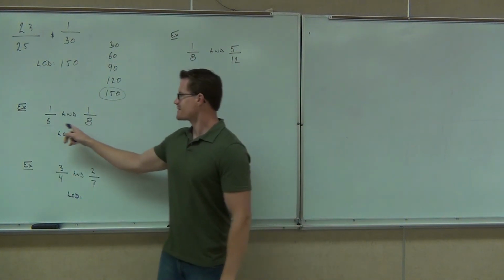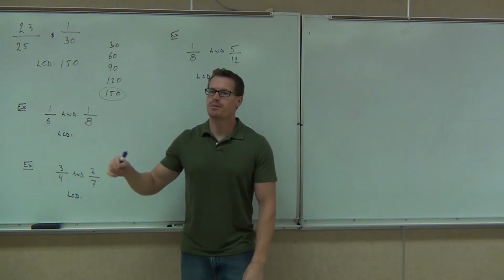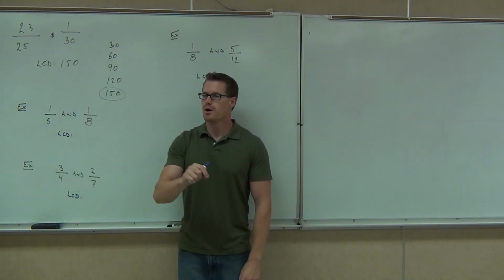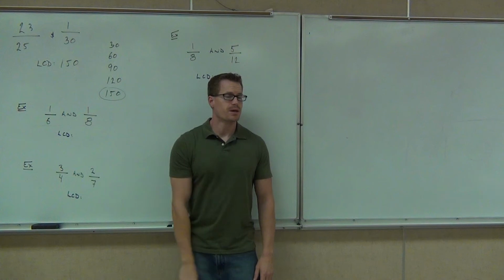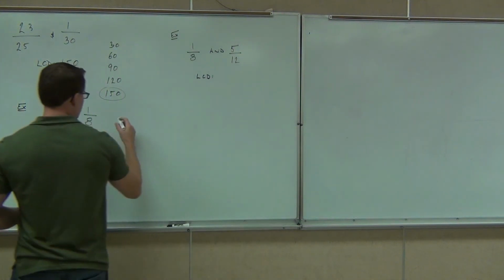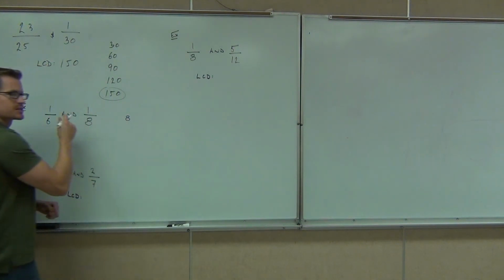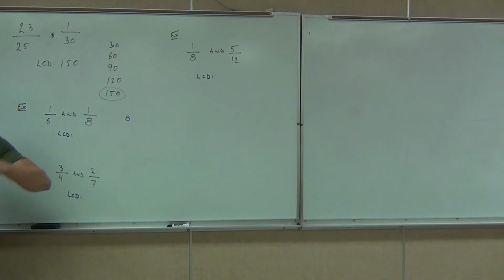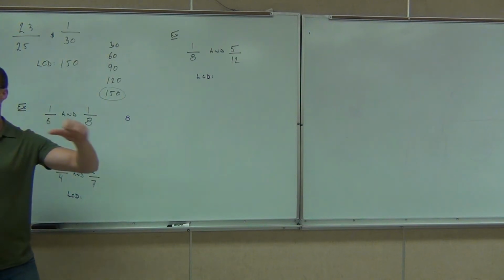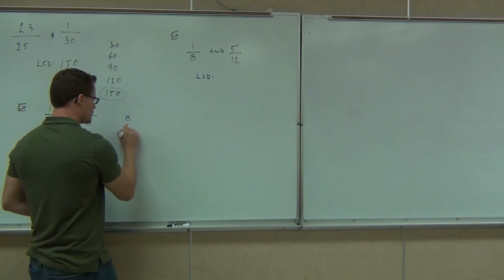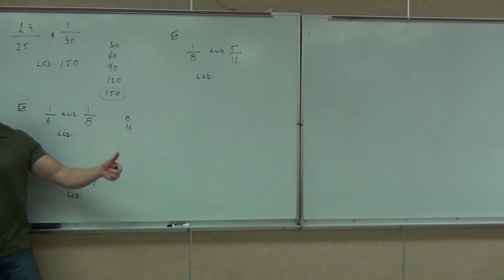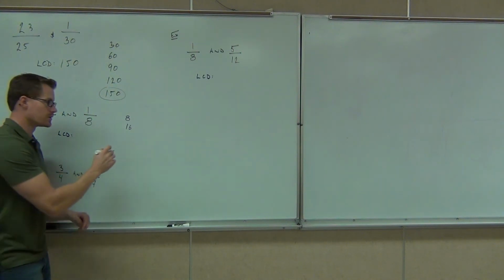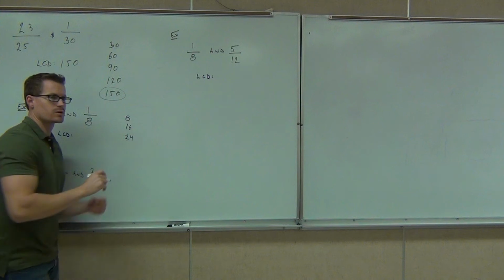So we start with not 6, but 8. We're going to find multiples of 8, and we check every single time we have a multiple whether the other denominator divides it. Does 6 go into 8? No. So we have to go to the next one. What's the next multiple of 8? 16. Does 6 go into 16? No. Okay, we got to do another one. What's the next one? 24. Does 6 go into 24?